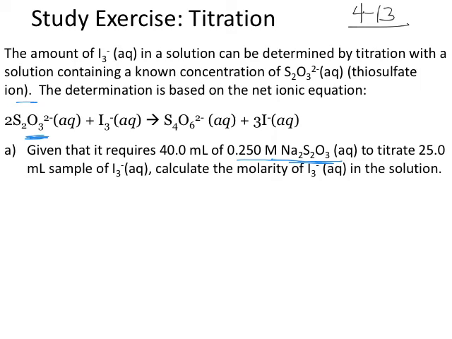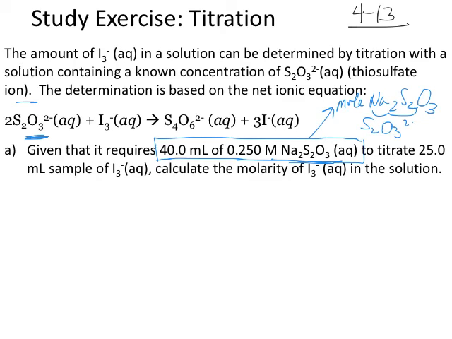And so remember when I told you when you see this 40 milliliters plus a concentration, what does that tell you? Well, you can convert the molarity into a conversion factor, and that will automatically give you moles of Na2S2O3. And in this case, that in the written equation here is S2O3 2 minus. This is your net ionic equation, right? Because the spectator ions are canceled out. And it wants you to calculate the molarity of I3. So it wants the molarity. So remember, molarity will be moles of I3 minus over the liter of solution.